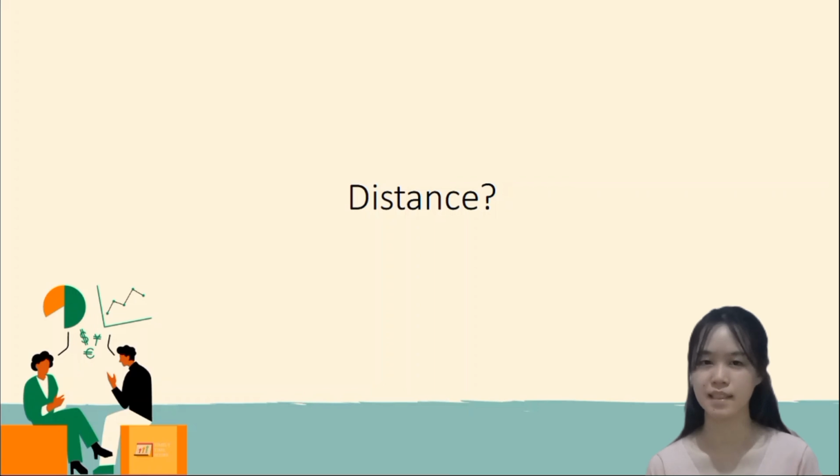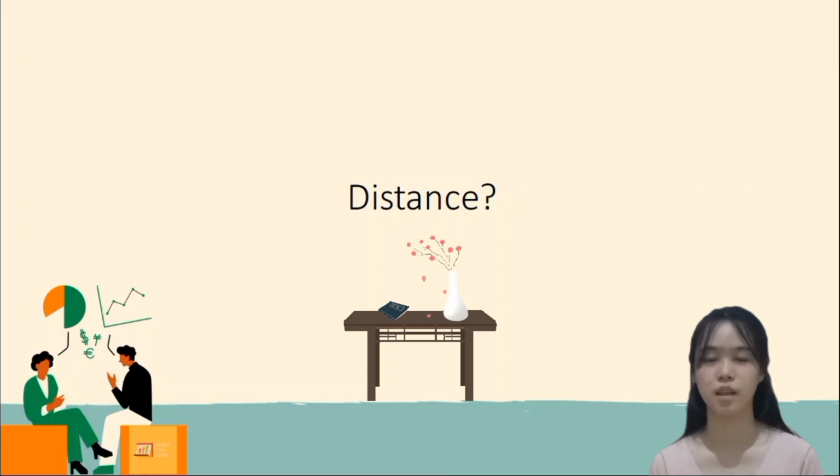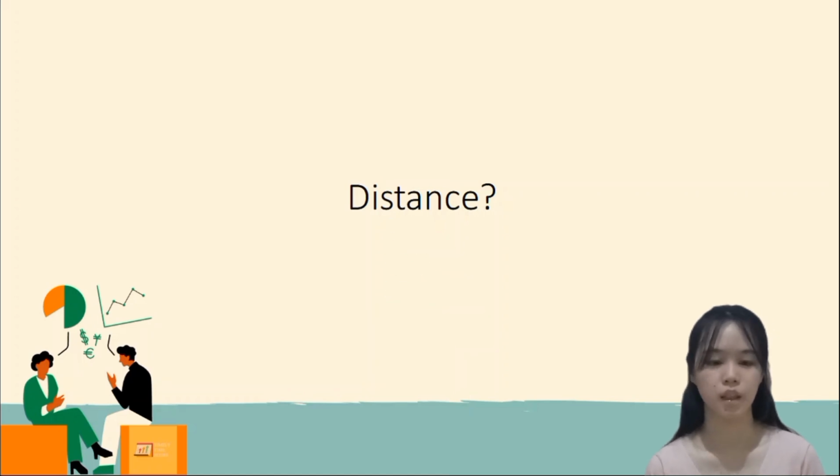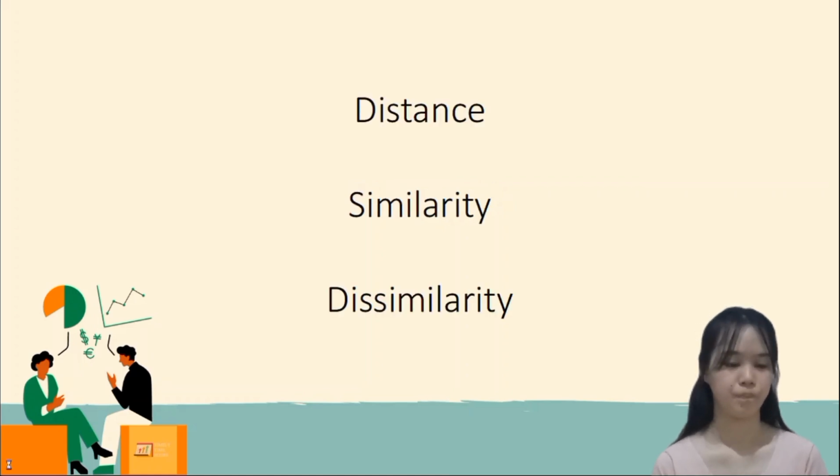So what is distance? If we're talking about the distance between two objects on a table, then we can measure it quite easily by using a ruler, perhaps. But we're talking about distance between time series. What does distance between sequences represent? It basically represents dissimilarity or similarity. Similarity and dissimilarity are opposites.